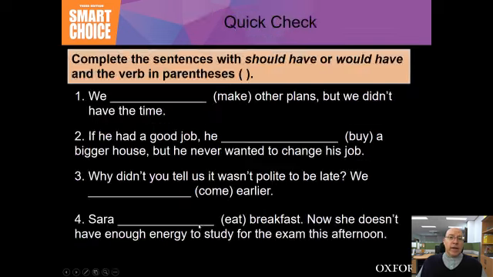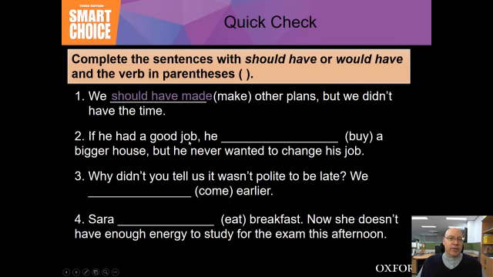Okay, here's a quick exercise. We want to complete the sentences with should have or would have, and the verb in parentheses. So think about the situation. Is it a regret or is it offering a suggestion? We blank make other plans, but we didn't have the time. It sounds like somebody has a regret here. There was something that they should have changed in the past. So they'll probably say something like, we should have made other plans, but we didn't. Okay, we didn't have the time to do that. So here's a definite regret.